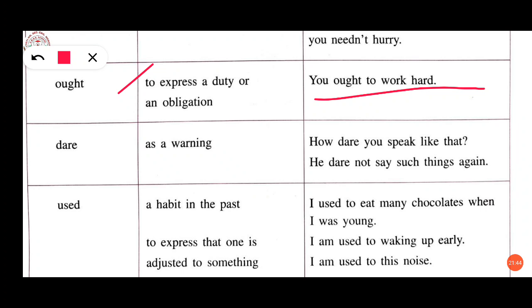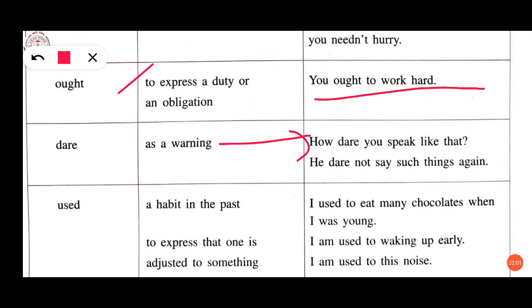Then second is dare, as a warning. The use of dare as a warning: how dare you speak like that. He dare not say such things again. As a warning we have used it here.